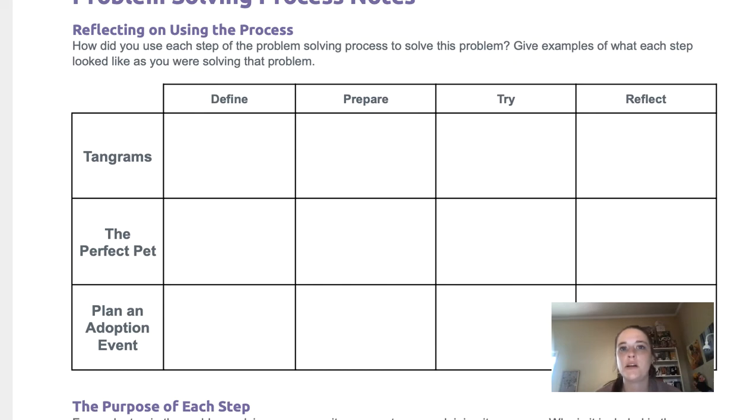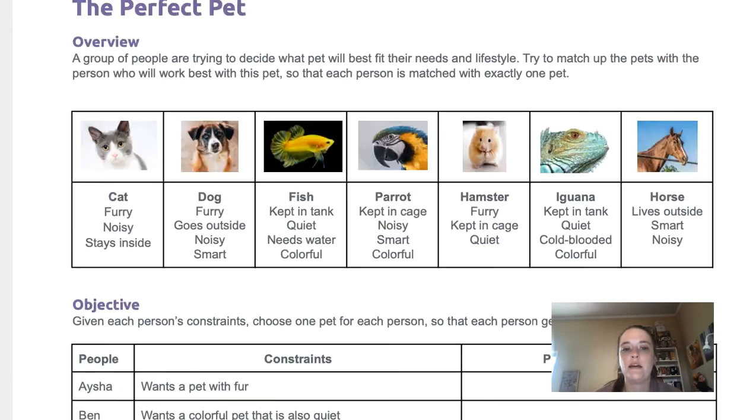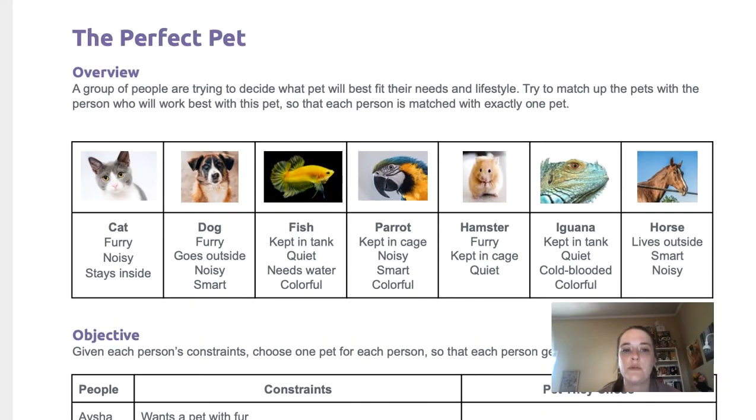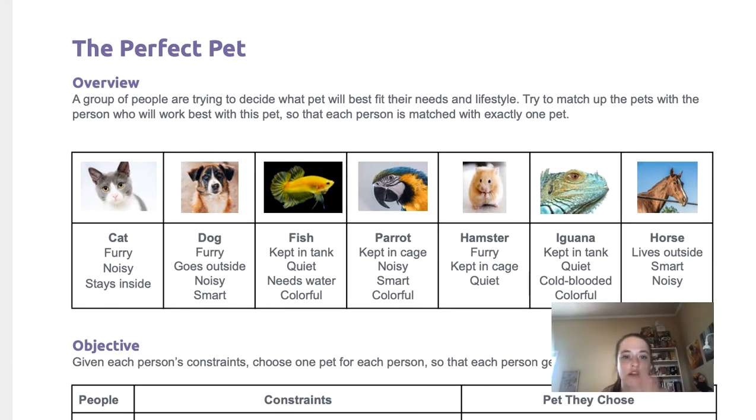The next part I want you to do is go back up. You did that one. Okay, the perfect pet. So for this part of the activity guide, a group of people are trying to decide what pet will best fit their needs and lifestyle. Try to match up the pets with the person who will work best with this pet, so that each person is matched with exactly one pet.